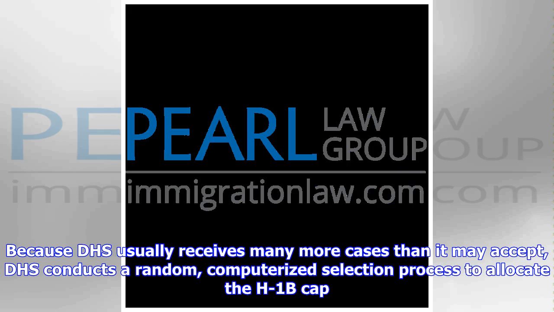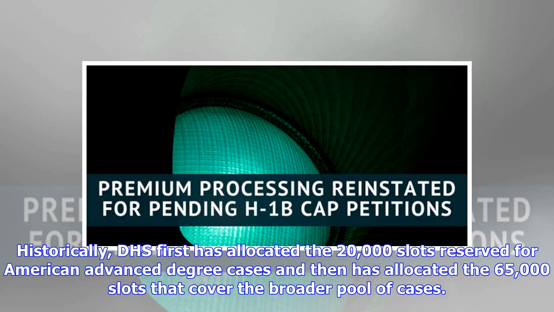Because DHS usually receives many more cases than it may accept, DHS conducts a random, computerized selection process to allocate the H-1B cap. Historically, DHS first has allocated the 20,000 slots reserved for American advanced degree cases and then has allocated the 65,000 slots that cover the broader pool of cases.